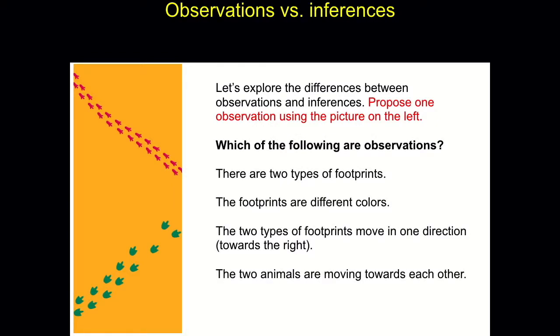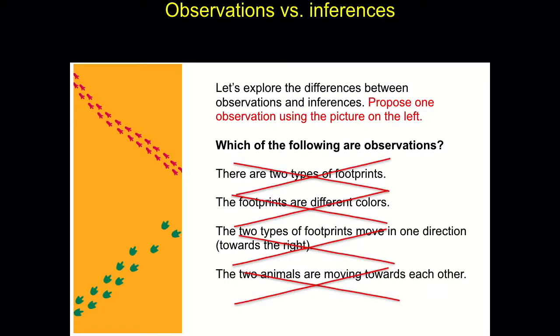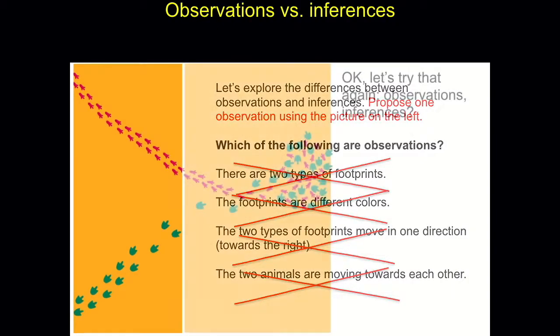Okay, here are some possibilities. Do you agree that these are observations or not? There are two types of footprints. The footprints are different colors. The two types of footprints move in one direction, basically towards the right, and the two animals are moving towards each other, that is, the red and the bluish-green footprints. Are these observations? It turns out that none of these are observations. All of these are inferences.